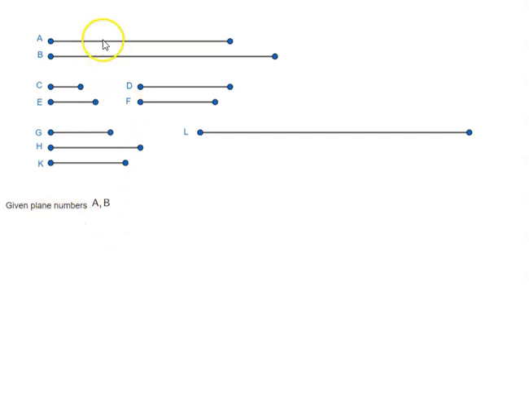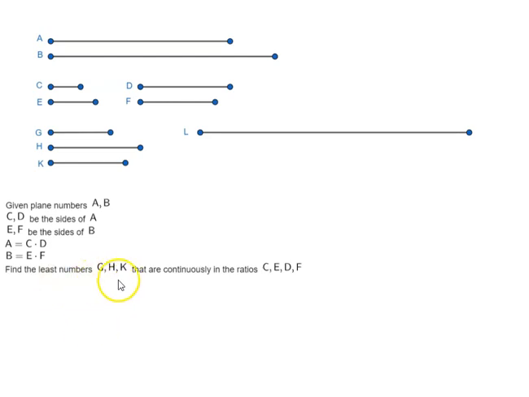Given plane numbers A and B, let C and D be the sides of A. Remember, C and D are the sides of A, which means C times D is equal to A. Similarly, E, F be the sides of B. So, A is equal to C times D and B is equal to E times F. We find the least numbers G, H and K that are continuously in the ratios of C, E, D, F. They are continuously proportional in the ratio C, E, D, F.